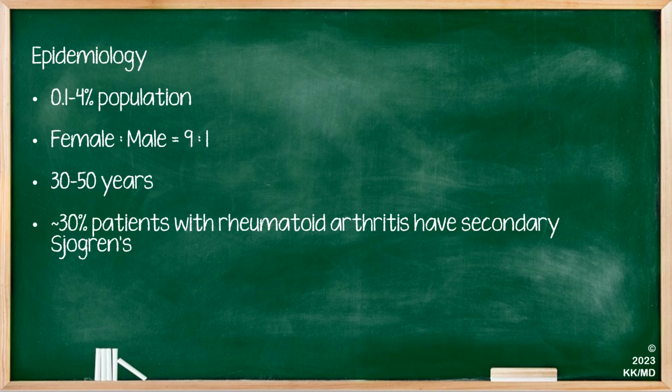It affects approximately 0.1 to 4% of the population, with quite a significant female predominance of approximately 9 to 1. The average age of onset tends to be between the ages of 30 and 50 years. And just looking back to some of the previous conditions we've discussed, approximately 30% of patients with rheumatoid arthritis, for example, also have secondary Sjogren syndrome.